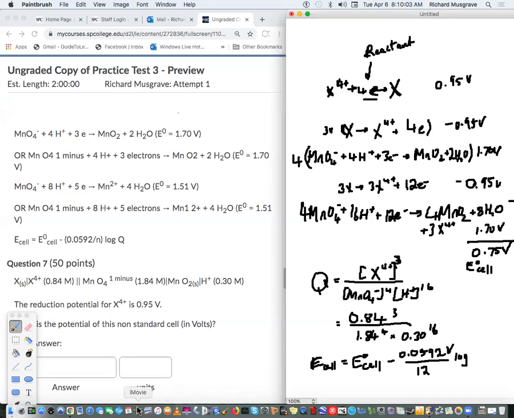Let me see if I can find my calculator here. Calculator. All right, doesn't matter. I've got my calculator here, so I'll use the hand one. All right, let's have a look.